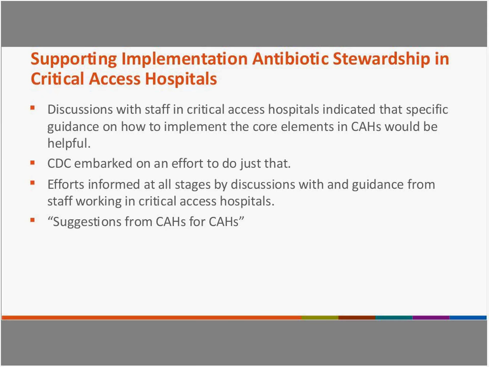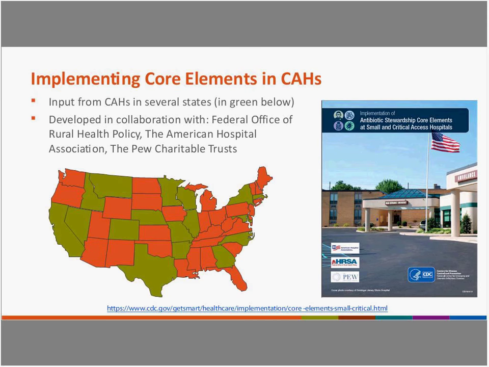hospitals. We did this in collaboration with the Federal Office of Rural Health Policy, the American Hospital Association, and the Pew Charitable Trusts. So Pew helped us convene a meeting of experts, staff members working in critical access hospitals. We had input from staff members in critical access hospitals in all the states shown in green. So you can see we really did have a broad geographic representation of staff members in critical access hospitals. And apologies to any of you who are joining us from Alaska. Alaska is not reflected on the map.